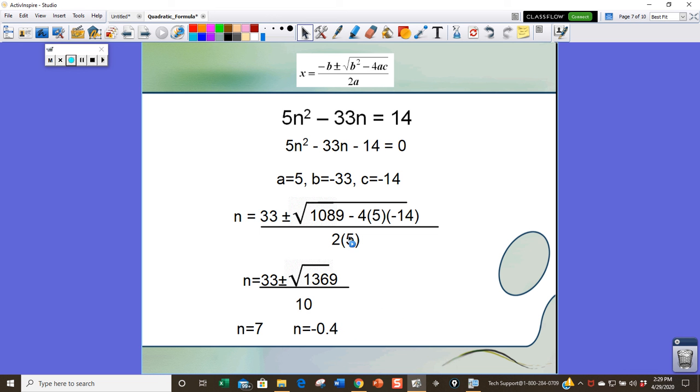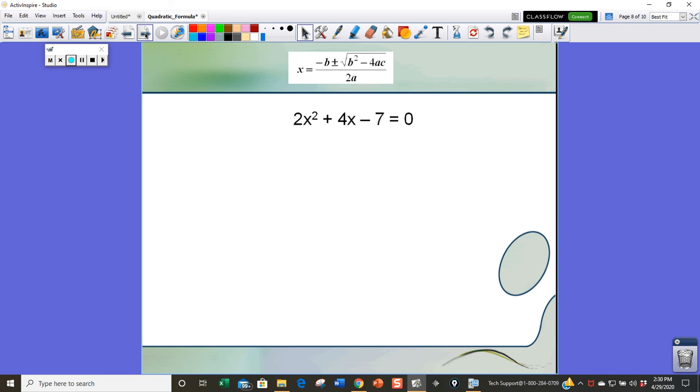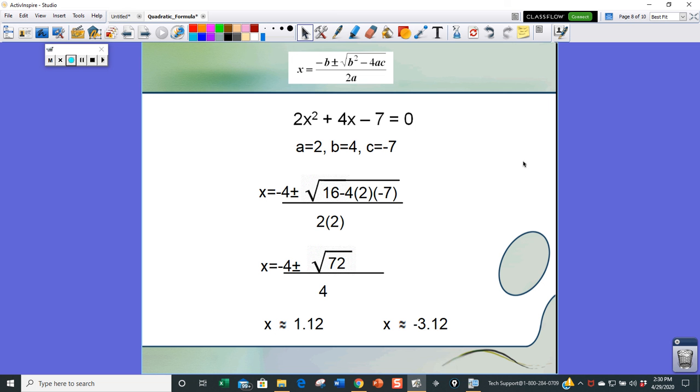Now, so far all three of these have been factorable, but remember, this works on every quadratic, so it works on the ones that are not factorable as well. All right? This next one I don't believe is factorable. You try that one on your own. Okay, if you did it correctly, that's what you should have gotten.